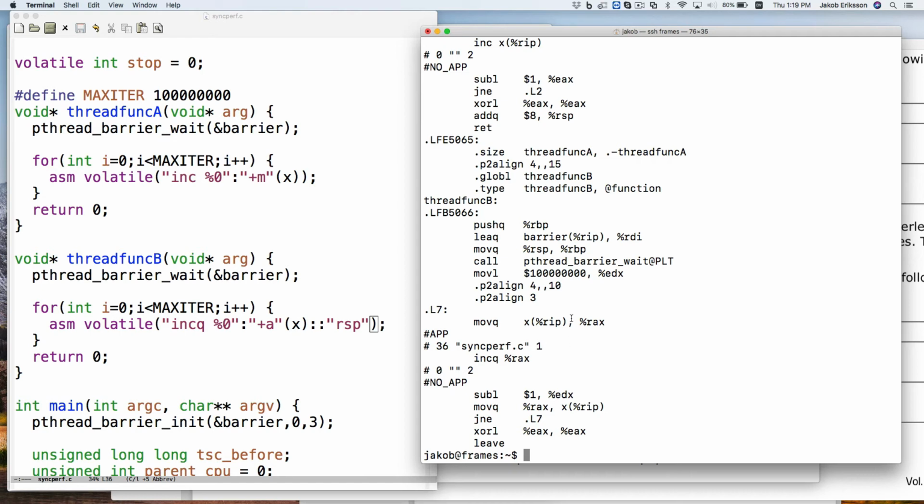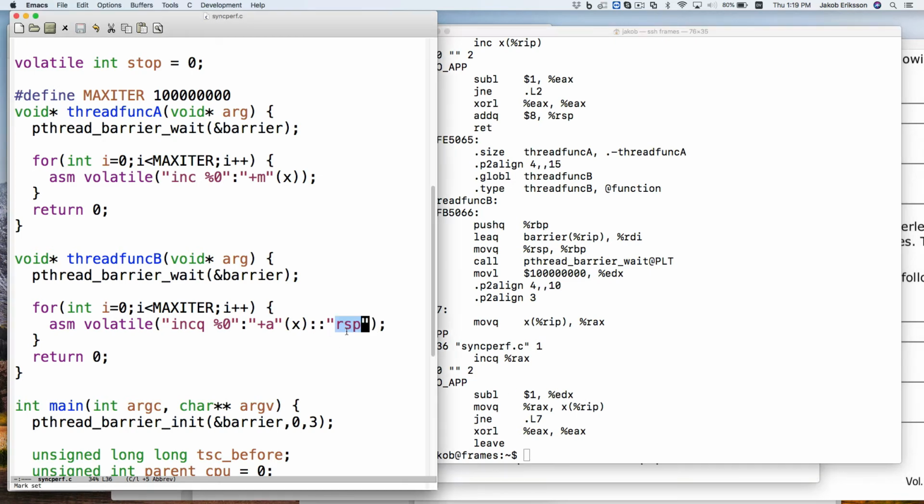No, that's not the one. I guess it doesn't like its RSP. What? Why is it not upset by that? Is it because you specified RAX? Now this is a clobber. It says, I am going to overwrite RSP for you. And it's not restoring RSP. That's confusing. Let's try another one.